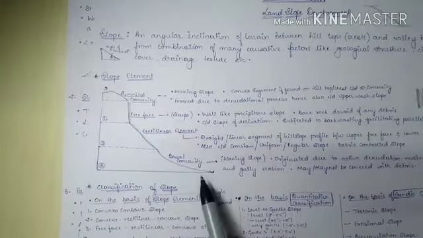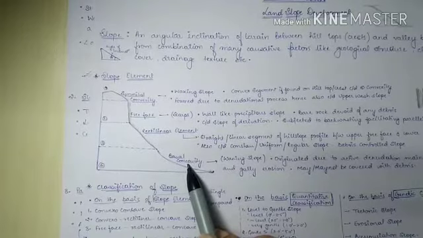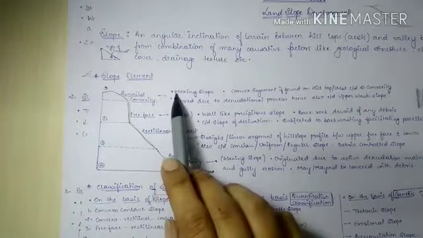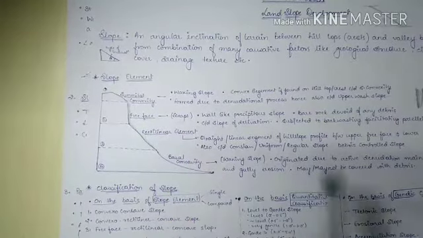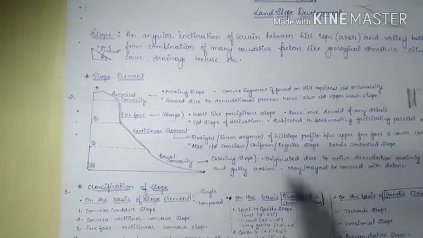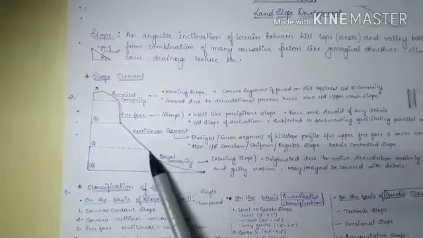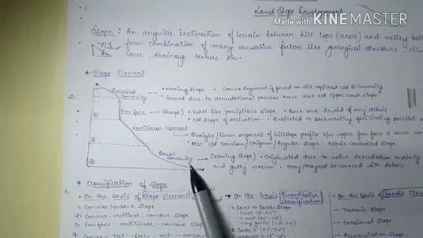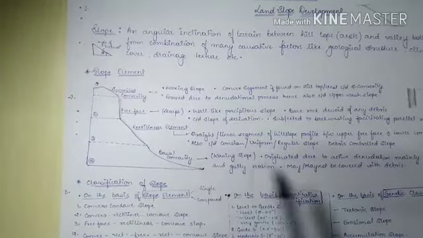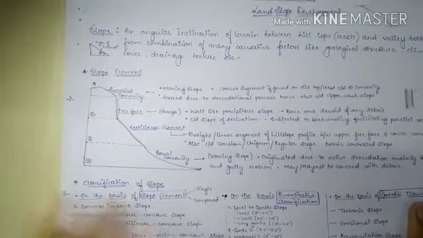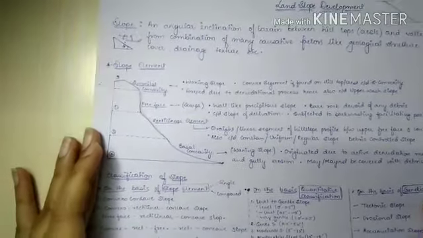Next is basal concavity. It is also known as waning slope. The earlier one was waxing slope, this is waning slope. It originates due to active denudation, mainly by rainwash, rills and gully erosion. This is the end part and it is formed due to denudation, and it may or may not be covered with debris. So these were the slope elements.